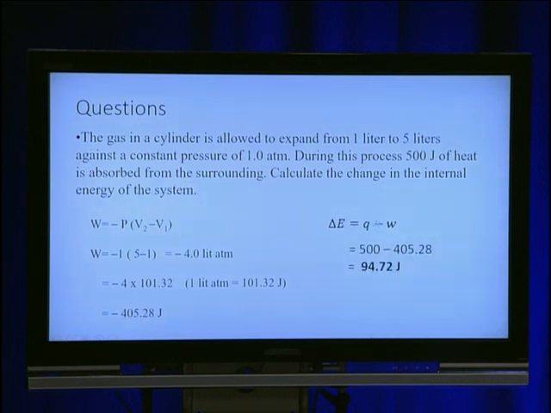We know internal energy change is equal to Q minus W. Q is 500 here, 500 joules of heat is absorbed, so it should be positive, minus the work done that we have calculated, which is minus 405.28. You will have to keep this one as negative only, don't take it here and then make it positive. This negative clearly indicates that it is work done by the system. So that's what we get as the change in internal energy. That's how we calculate the change in internal energy of a system using the first law of thermodynamics.